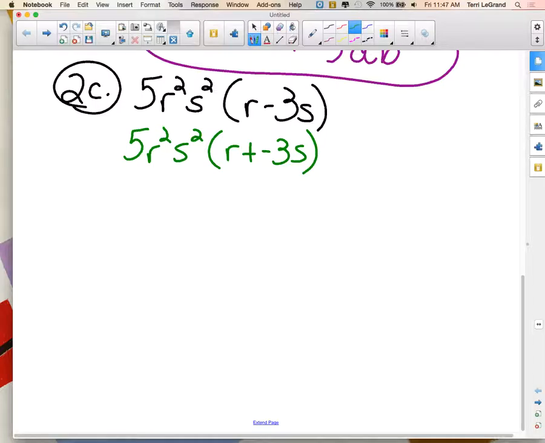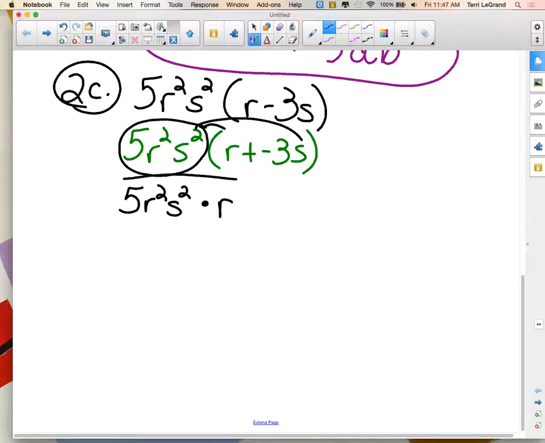Okay, now we're ready to do our multiplying. This whole thing here out front is getting distributed. It's a lot bigger than those other two pieces, isn't it? So 5r to the second power, s to the second power is going to get multiplied times that r. And then we bring down the plus sign that we have.